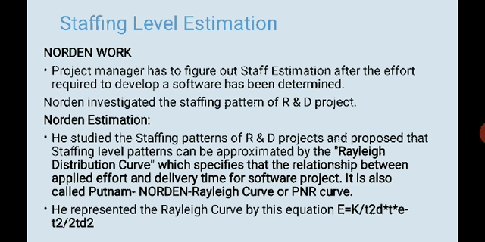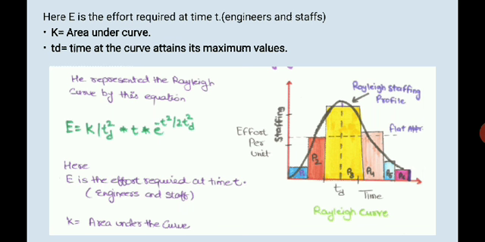So this is the equation: E = K/td² · t · e^(-t²/2td²). What are these? K gives the area under the curve. TD is the point where the curve peaks, as it attains its maximum value. You have different points, and K is the area under the curve, so whatever area you take, depending upon that, you also have constants at that point. So this is the equation: K divided by td squared, multiplied by t, and then e to the power minus t squared over 2 td squared. So it is exponentially decreasing, right?